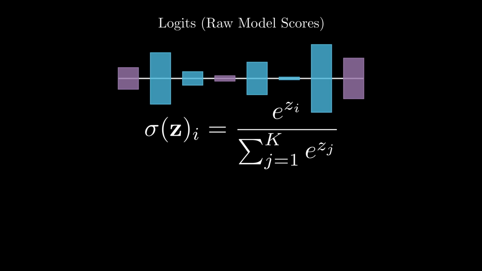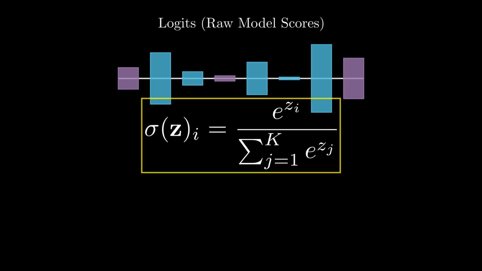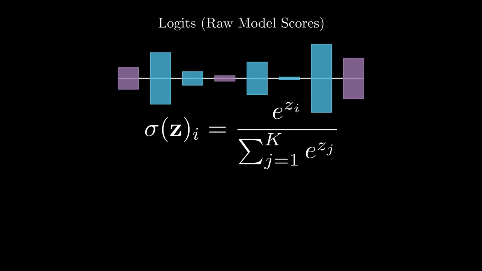Let's break it down. First, for each individual logit, which we'll call z_i, we exponentiate it. That means we calculate e to the power of that logit. The mathematical constant e has a wonderful property. When it's the base of an exponent, the result is always a positive number, regardless of whether the logit was positive or negative. This single step elegantly solves half our problem by ensuring all our scores are now positive.